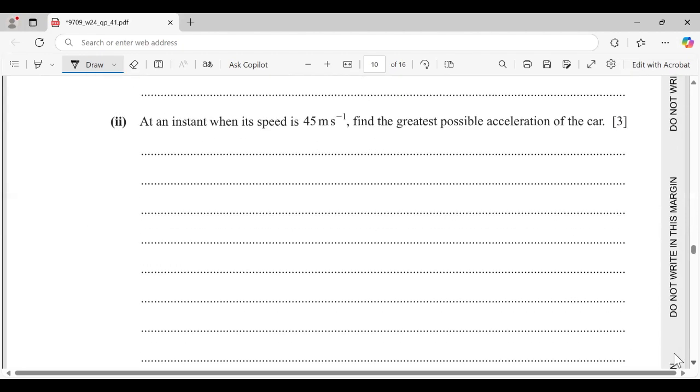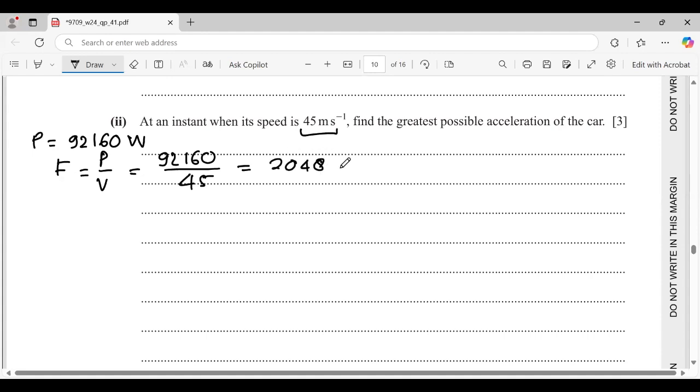Next question. At an instant when its speed is 45 meters per second, find the greatest possible acceleration of the car. The engine producing power is 92,160 watts. So the driving force at speed v is F equals P over v. P is this number, 92,160 watts over v, which is 45. If you calculate, the result is 2,048 newtons, because the unit of force is newton.